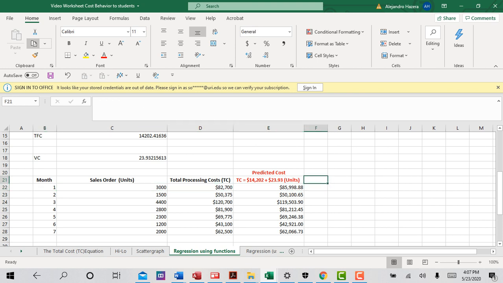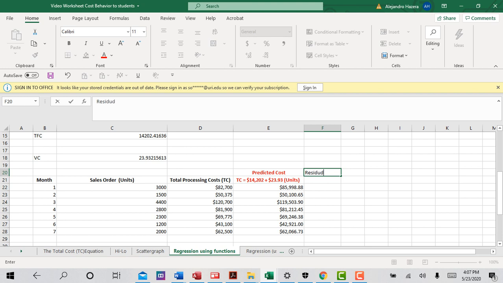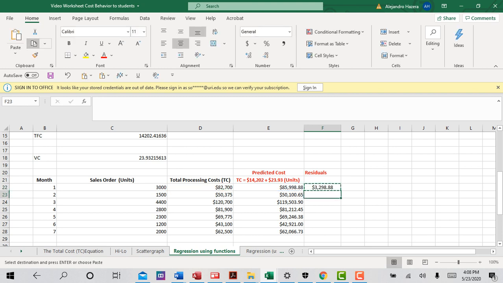Okay, so first thing we're going to do is compute what are called residuals, and stop there. So I'm going to put residuals here. And residuals are just the difference between your predicted value and your actual value. So your predicted value here was 85,998, and just subtract out 87,200. So the residual there was 32,988.